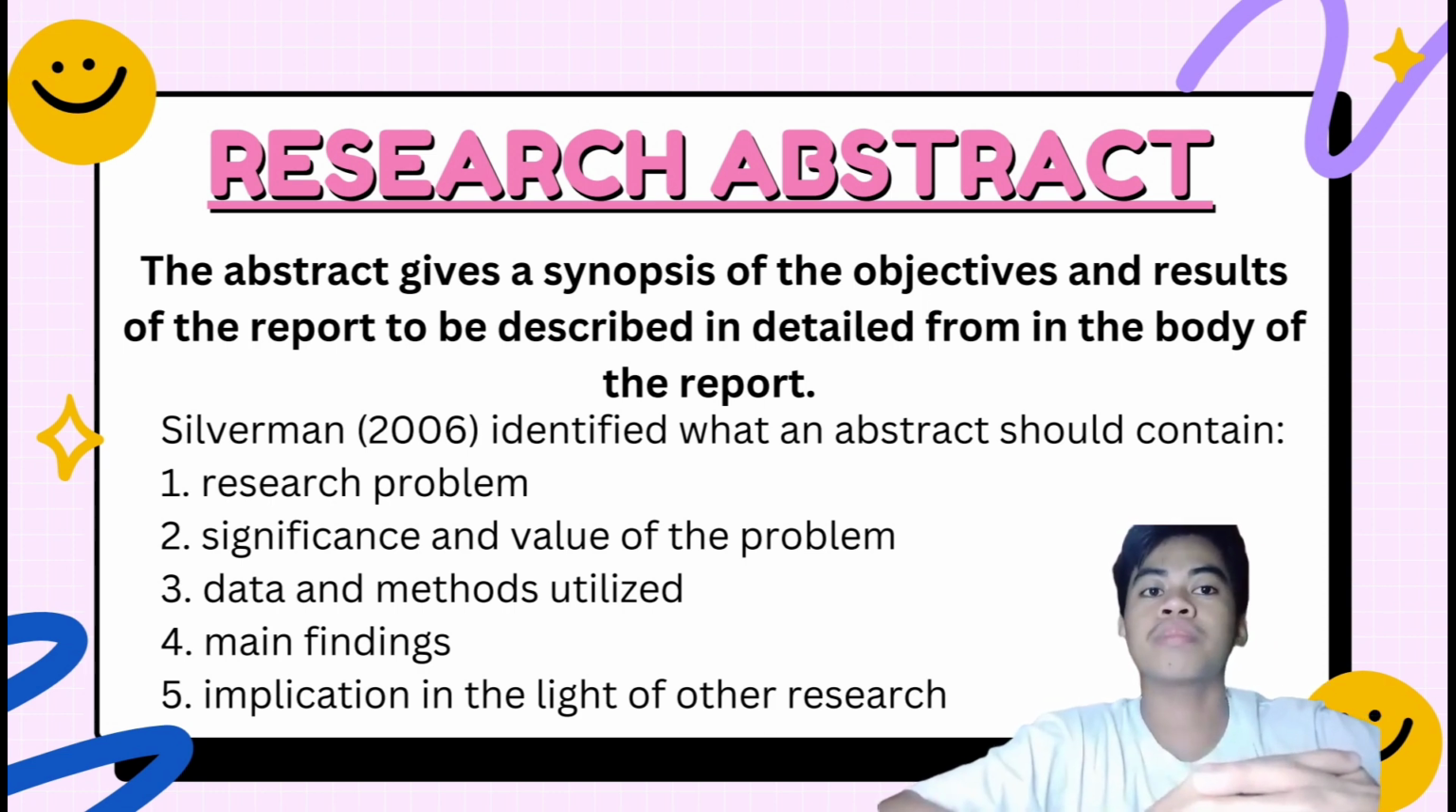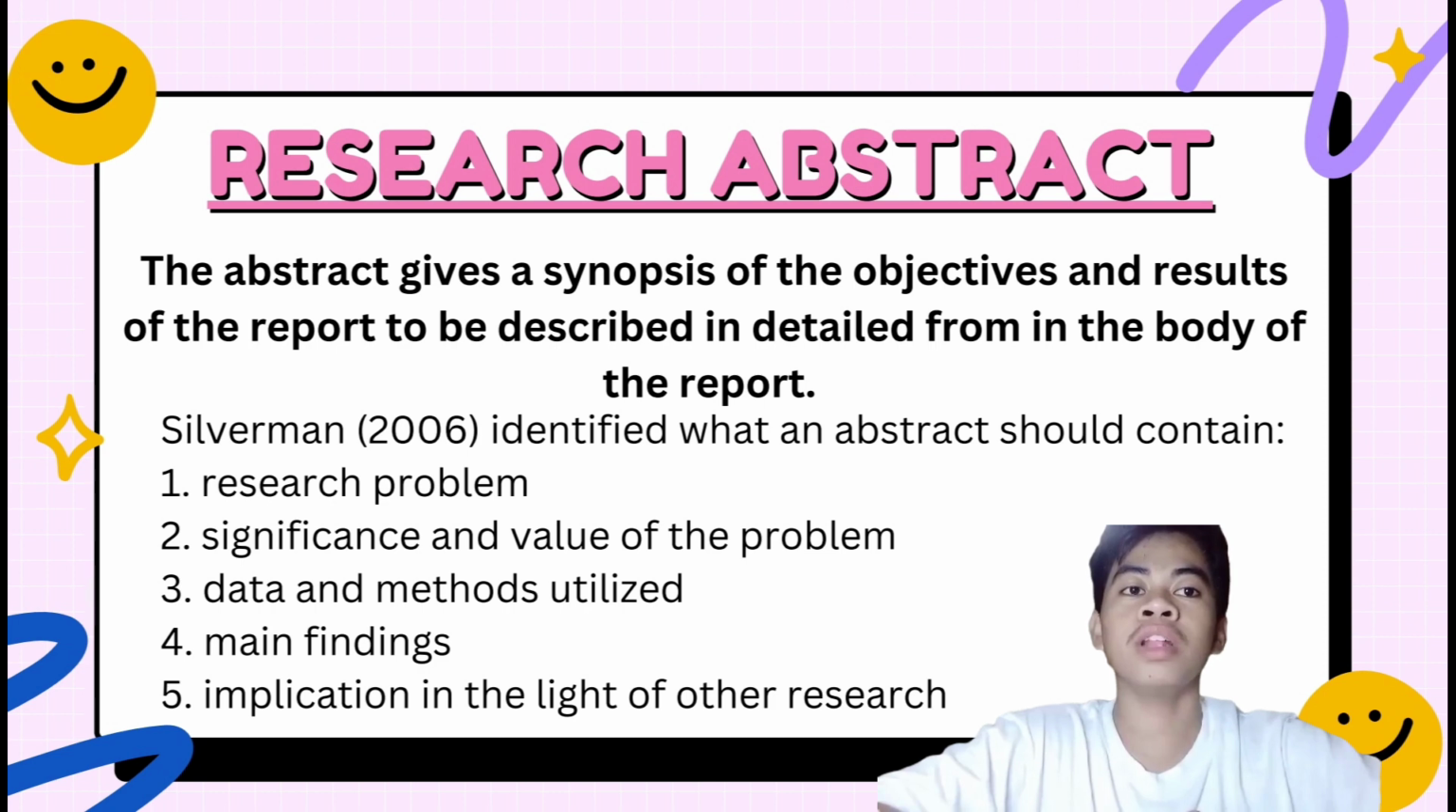First, research problem. This aspect identifies the core issue or question that the research aims to address. It explicitly outlines the problem the study seeks to investigate, providing a clear context for the research. Second, significance and value of the problem. The abstract should convey why the research problem is important or relevant. It outlines the significance of addressing this particular issue and emphasizes its implication for the field of study or wider societal relevance. This helps readers understand the context and importance of the research.